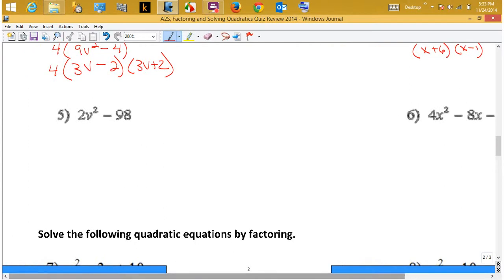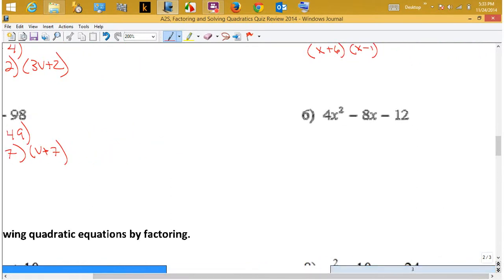The next one, there is no middle term, no v term, so this is a difference of squares. We can factor out a 2. That would give me v squared minus 49. And that would be 2 times v minus 7, v plus 7.